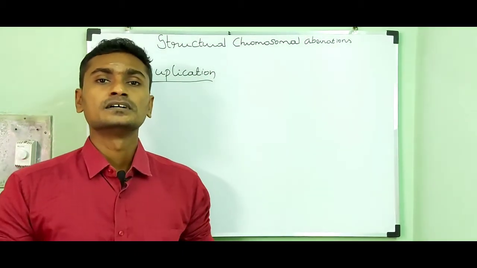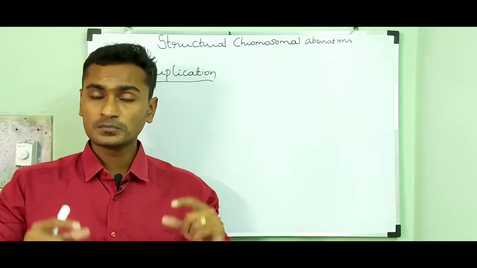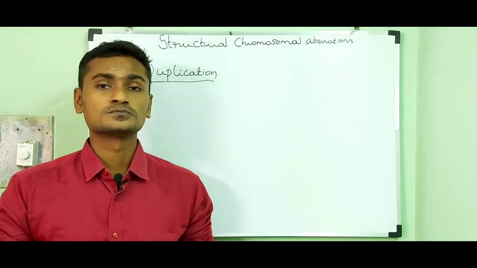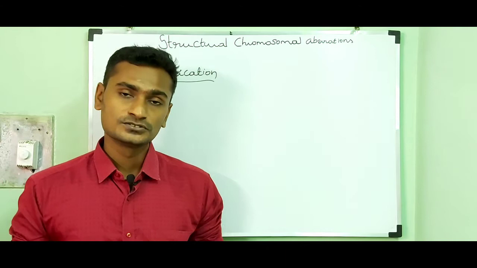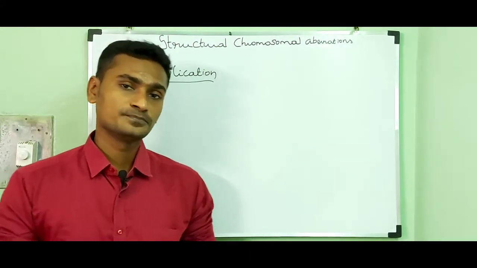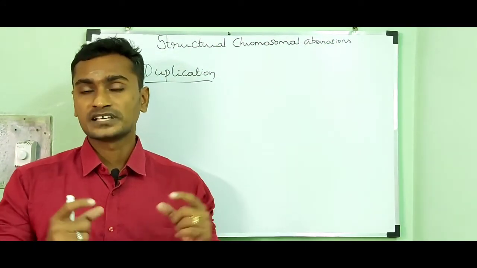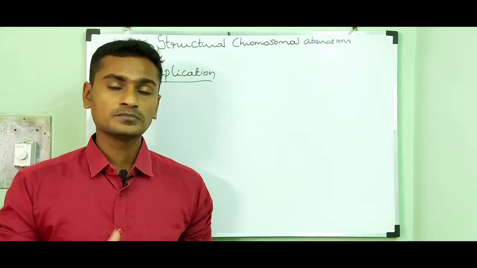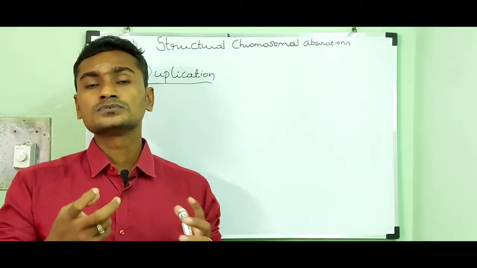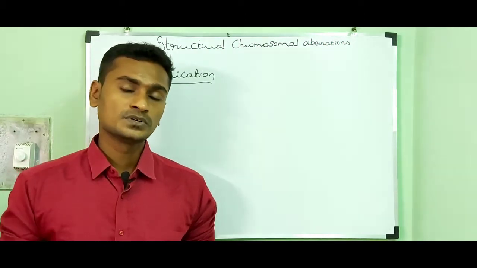I once again repeat the definition. The process of arrangement of the same order of genes repeated more than once in the same chromosome is called duplication. Due to the duplication, more than one copy of the same segments is present on the same chromosome. So due to duplication, more than 2 copies of the same order of genes are present on the same chromosome.